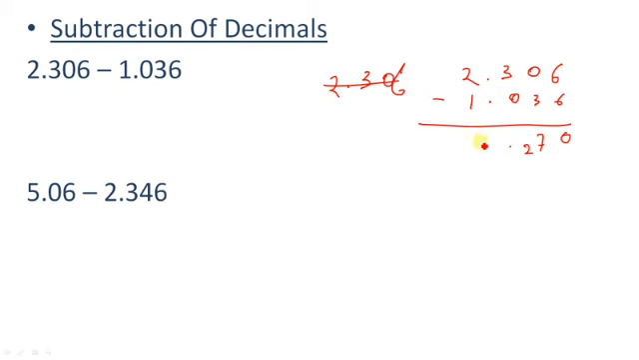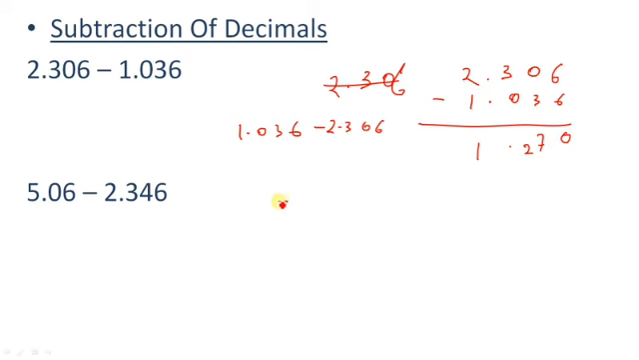Similarly, if you have 1.036 minus 2.306, here also you will subtract the smaller number from the greater number, but the sign will be minus because the greater number is being subtracted. Similarly, let us take another example.